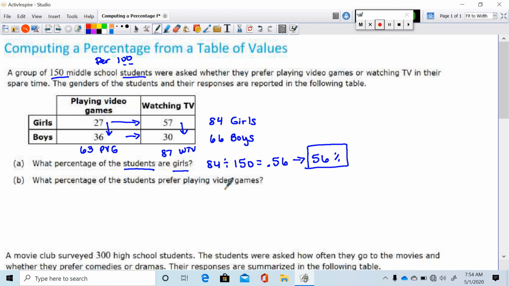Okay, so what percentage of the students prefer playing video games? So we're doing video games, so that's 63 divided by 150 students. That equals 0.42, but you want two numbers after the decimal, so we're talking about 42%.